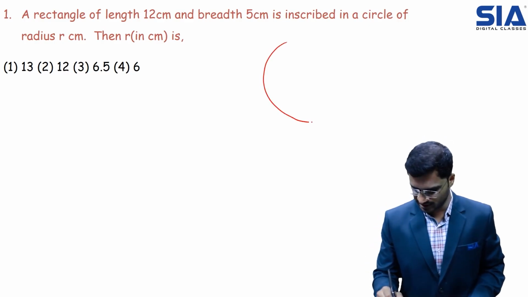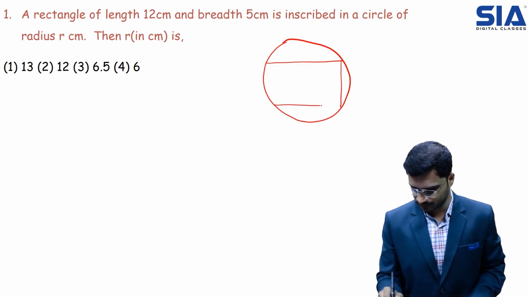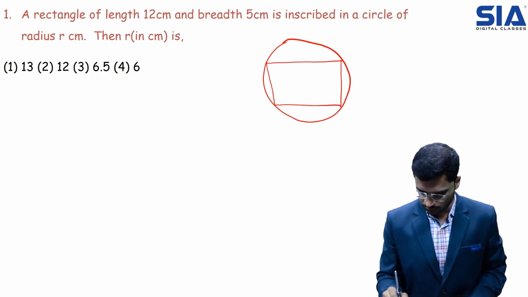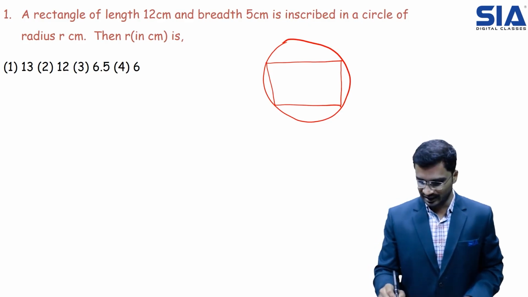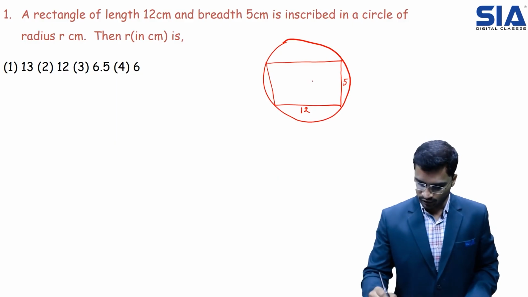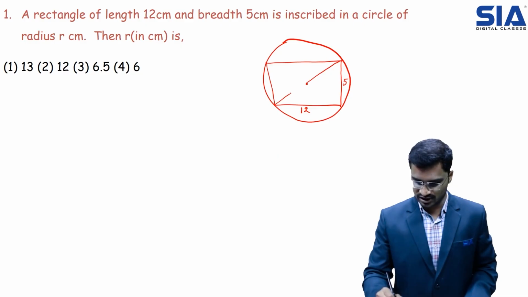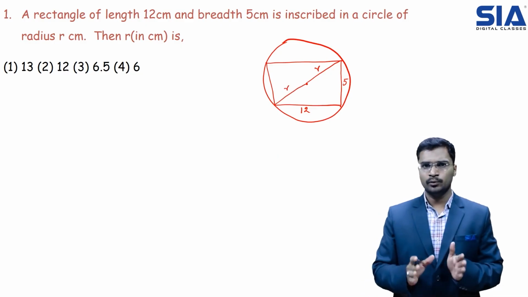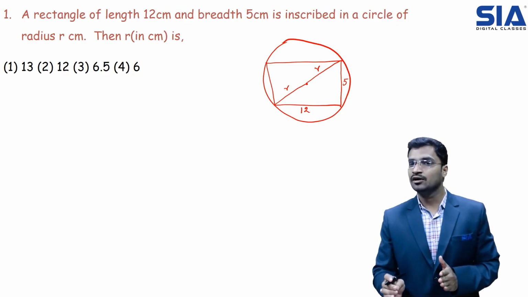Now there is a circle like this. Then a rectangle is inscribed in this circle like this. Now what he is saying is we have to find the radius of this particular circle. The length of this rectangle is 12 and the breadth is 5. Now the radius of the circle is what? This is the radius. Now if I join this point and this point, this is radius and this is also radius. Both of these r's, or I can say 2r, is the diagonal of the rectangle.